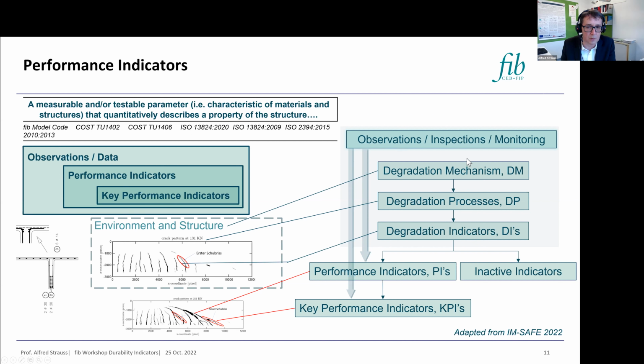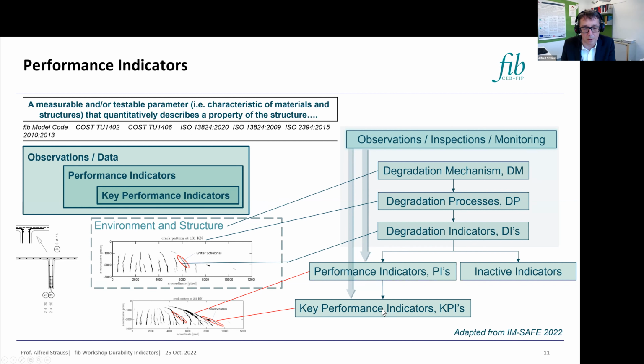And as you can see here on the right side, we have degradation mechanisms that not only happen on the structure, but are also influenced by the environment. We have degradation mechanisms and degradation processes. We have degradation indicators that are not necessarily performance indicators. Some of the degradation indicators could be inactive indicators, which do not affect the performance. And some of them are active. We call these the classical performance indicators.